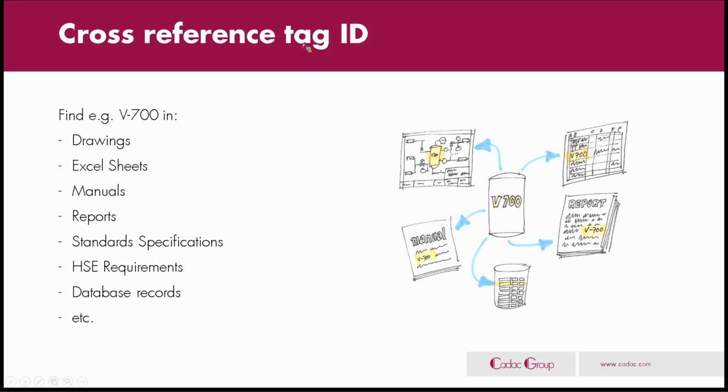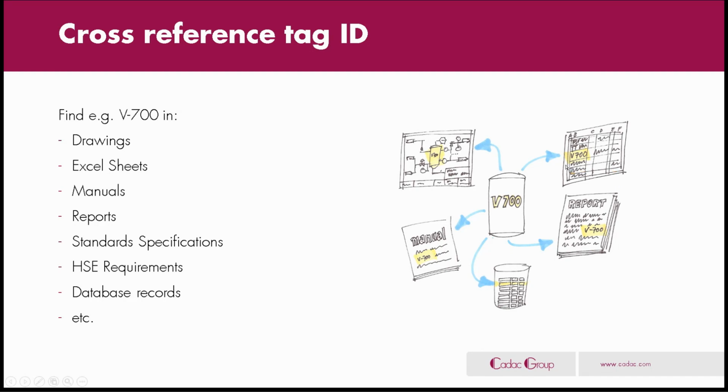So one of them is cross-referencing of tag IDs. Right. So if we find V700, we're going to relate it to everything that we can find that you feed us with, right? So every type of information that you give to us, we're going to cross-reference that information to V700. So whether it's the actual P&ID, or a report, or the equipment manual, or the equipment list, or maybe something from SAP, then all of that is going to be related.